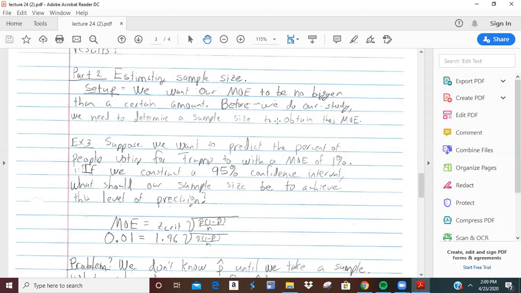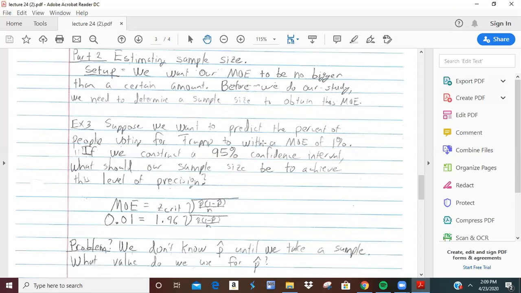This is especially true if you're going to be studying something where you have to use test animals. If you have to kill some mice because maybe you're doing a study on cancer, then you want to use as few mice as possible to get your required margin of error.